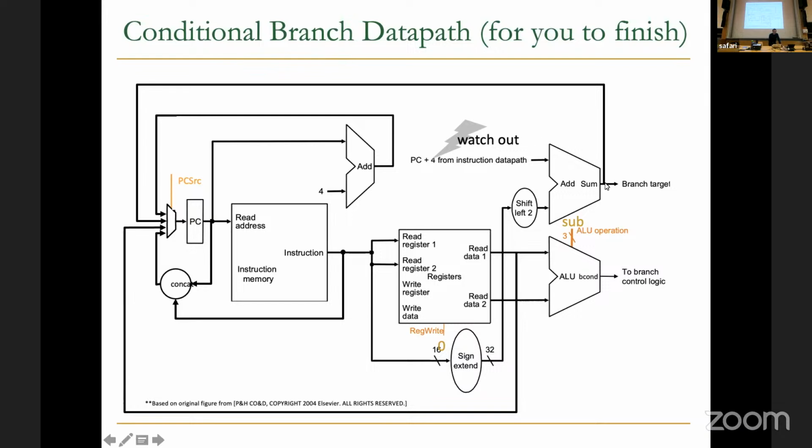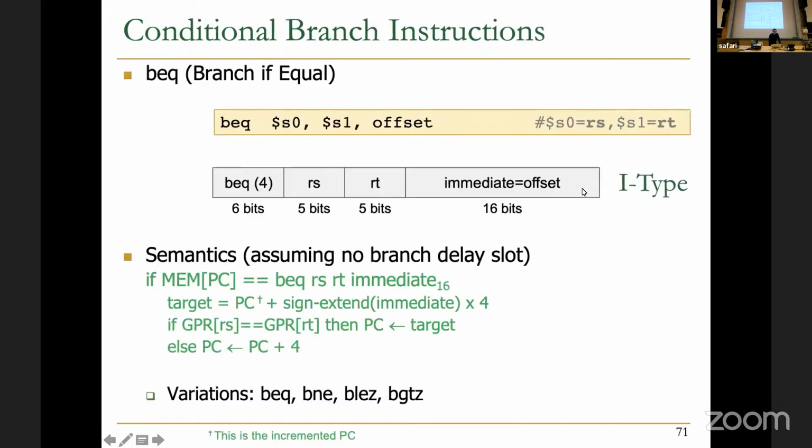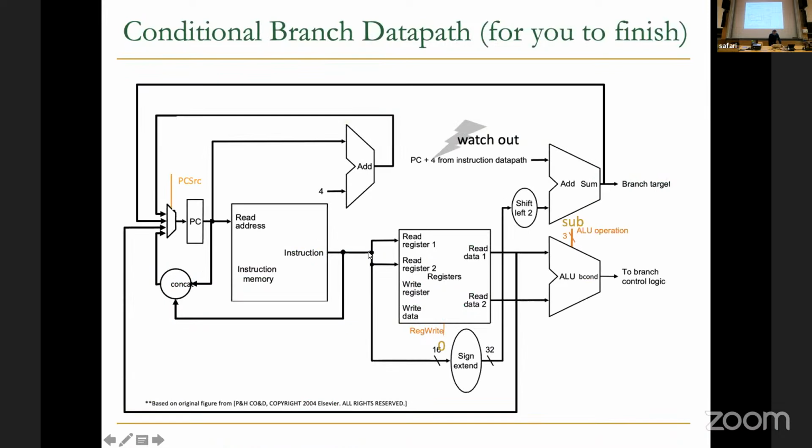But now we have another adder over here, which is going to calculate the target address as specified by this instruction. PC plus sign extended immediate times 4, left shifted basically. Times 4 is you left shift by 2, right, in binary. So you take the bottom 16 bits, sign extend it.